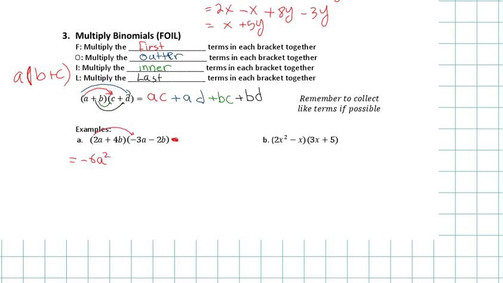Good. What would be my outer terms? 2a times negative 2b. So that's going to give me negative 4ab. Good. 2 times negative 2 is negative 4, right? So negative 4a times b. Are we okay with this? Yes.